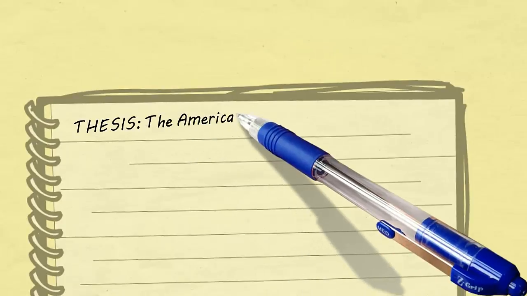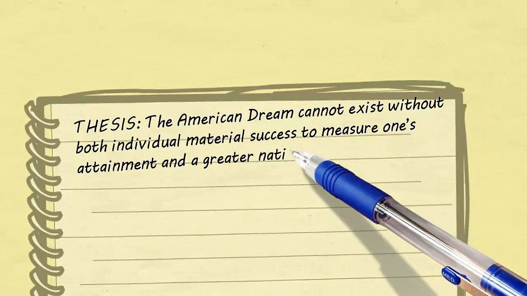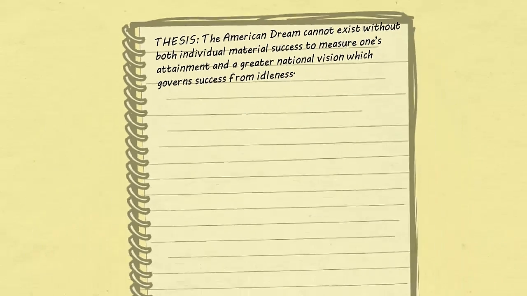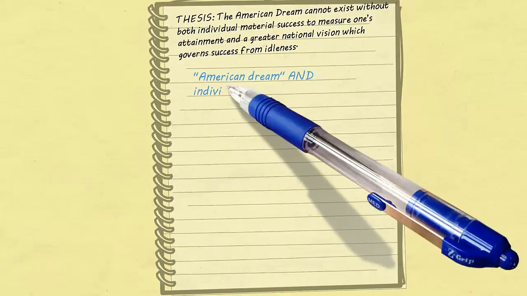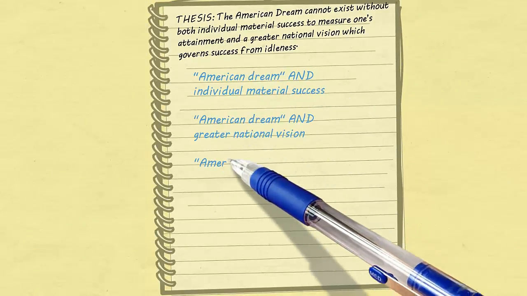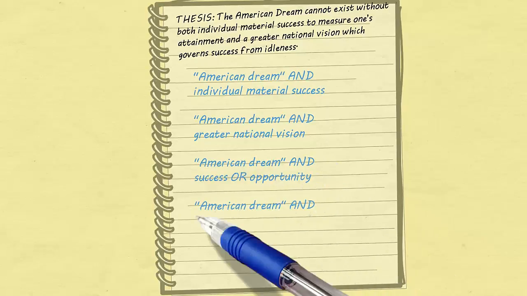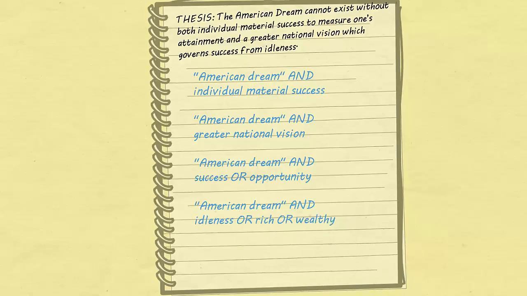The thesis statement is, the American dream cannot exist without both individual material success to measure one's attainment and a greater national vision which governs success from idleness. Our thesis statement has been broken down into a few different searches. If I want to find information about how the American dream affects people on an individual basis, I would do a search for the first statement, American dream and individual material success. The second statement would find articles that talk about the American dream contributing to the betterment of society.